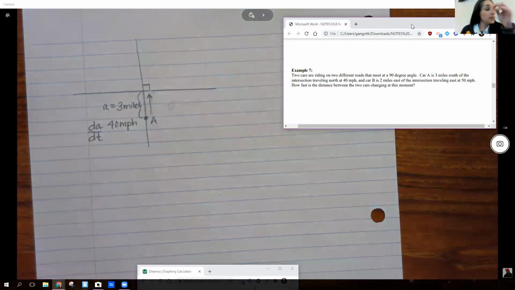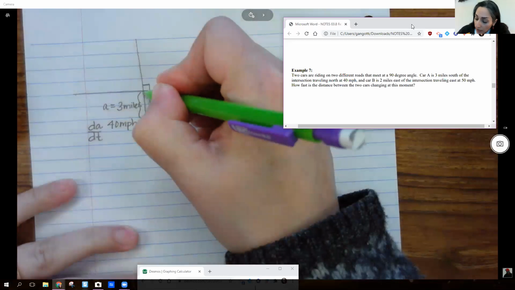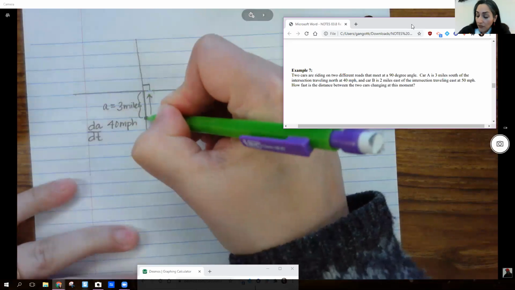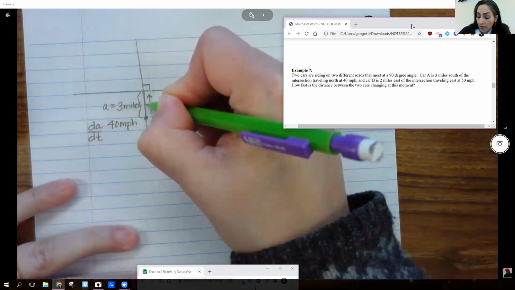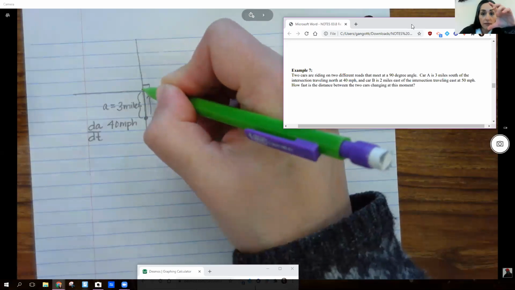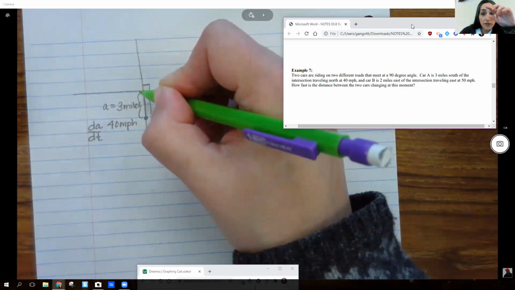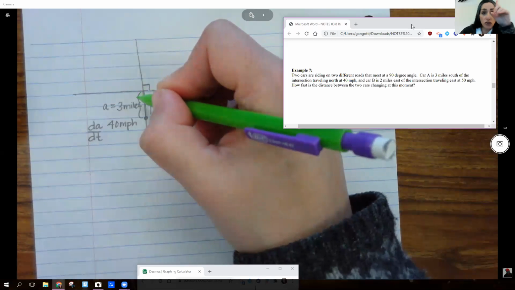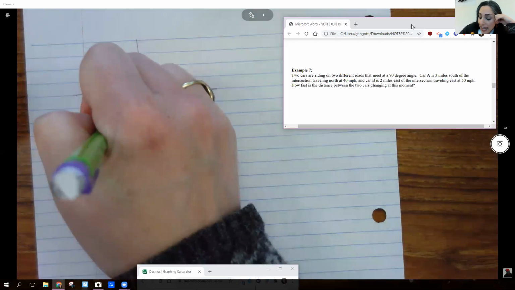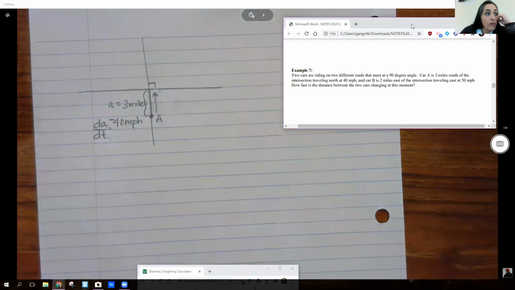Okay. Now here's the catch. This distance right here at some point is 3 miles. If car A is traveling north, then the distance between car A and the intersection is going to get smaller, because the car is traveling north. So this dA dt is actually a negative 40.